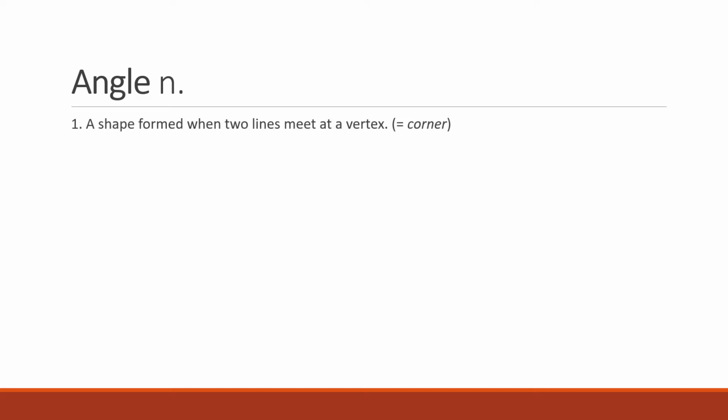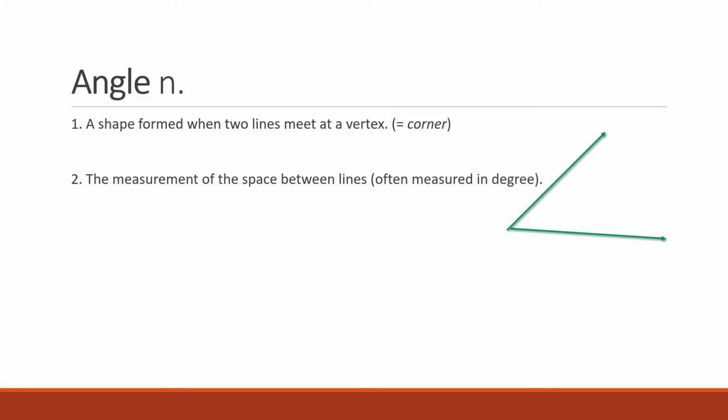So with that in mind, let's look at the word angle. If you haven't done so already, work from problem 6 to problem 9 in the packet on your own and come back to the video. So what is an angle? It is used in different ways, but at least in math, it can be summarized in the following way. 1, it is a shape formed when two lines meet at a vertex. Or 2, it is the measurement of the space between lines, often measured in degrees, and you would draw a picture like this to indicate that this is the angle that we're interested in measuring.